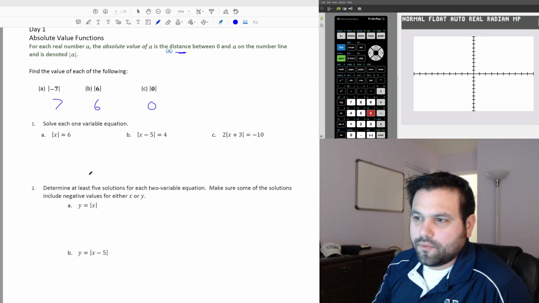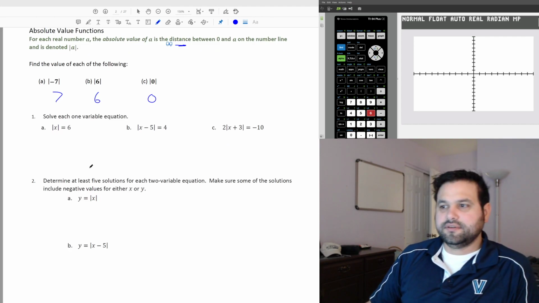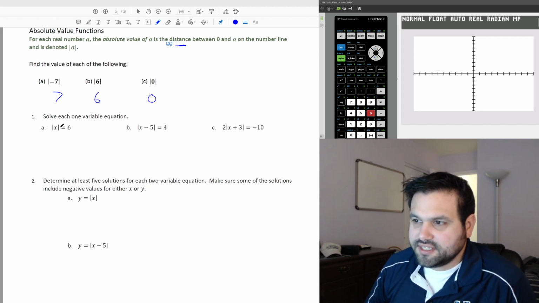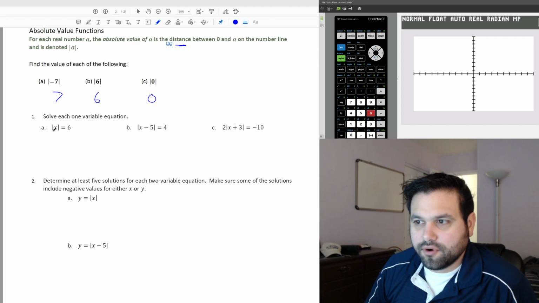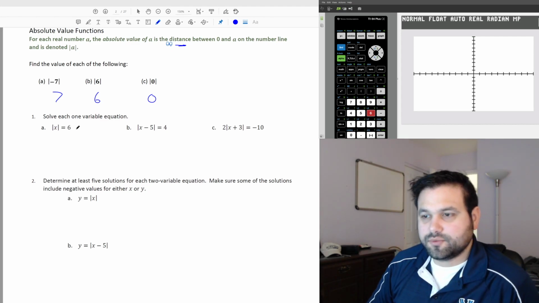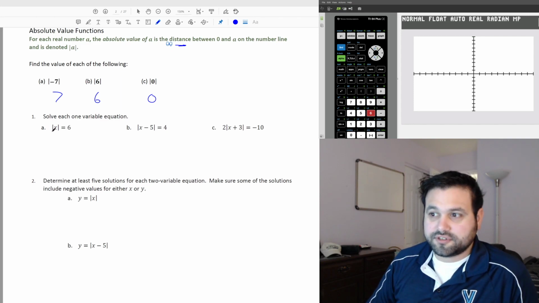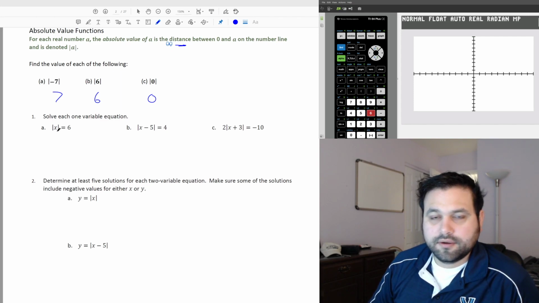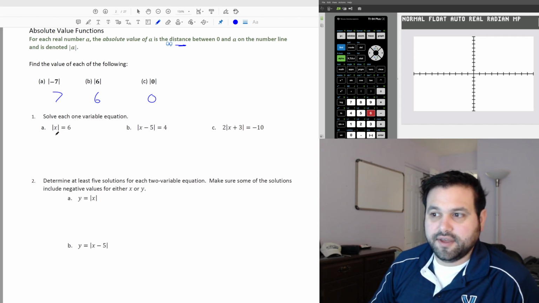So now when we solve absolute value equations, let's take a look at part A. What could we plug in for x to make this equation true? Well, obviously 6, right? Because the absolute value of 6 would be 6. But we know there's another option we could plug in, because just like in part A of the previous problem, we could put -6 in there.